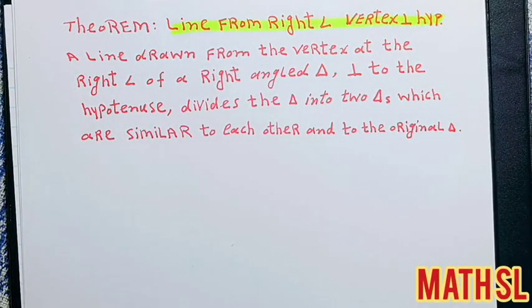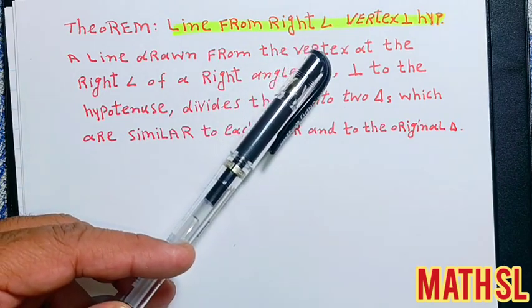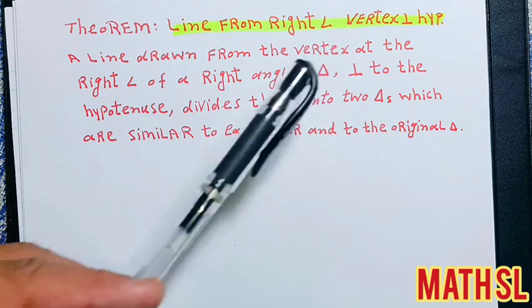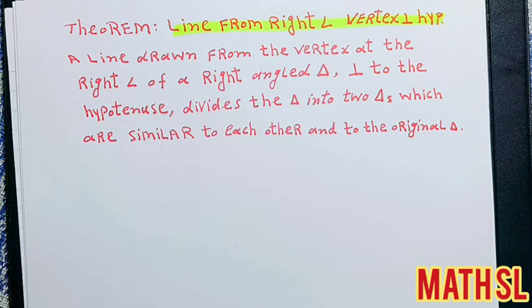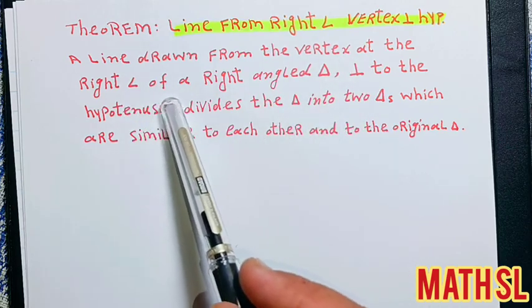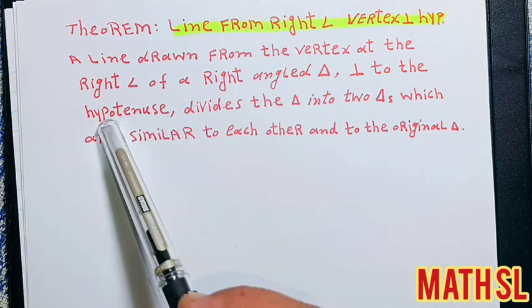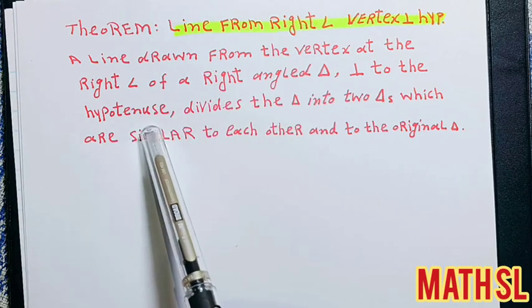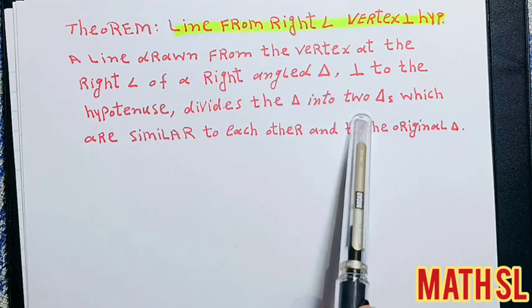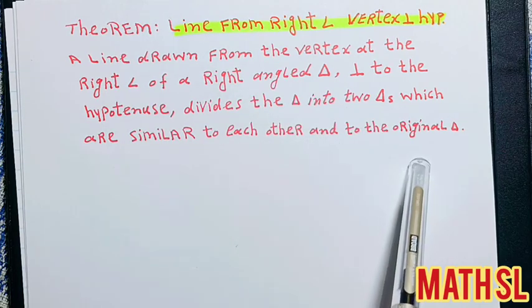I'm Speaking Latif. I'm going to show you today a theorem, which is the line from the right angle vertex perpendicular to the hypotenuse. The theorem says: a line drawn from the vertex at the right angle of a right-angled triangle perpendicular to the hypotenuse divides the triangle into two triangles which are similar to each other and to the original triangle.